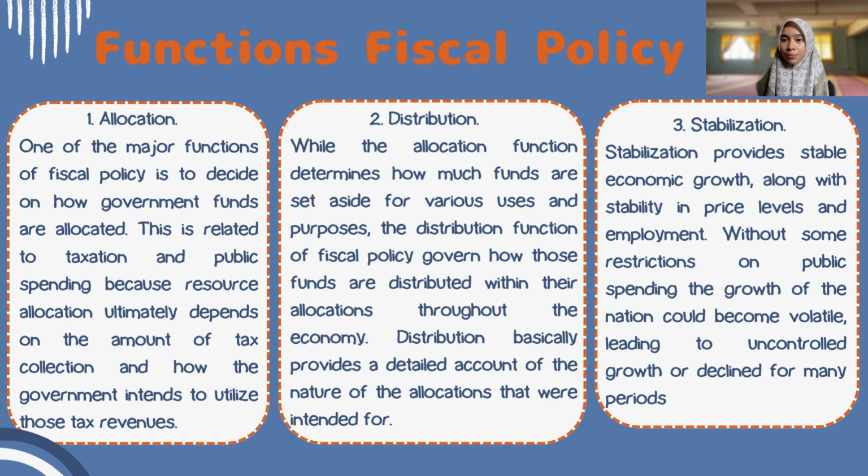Second, distribution. While the allocation function determines how much funds are set aside for various uses and purposes, the distribution function of fiscal policy governs how those funds are distributed within their allocations throughout the economy. Distribution basically provides a detailed account of the nature of the allocations that were intended for.